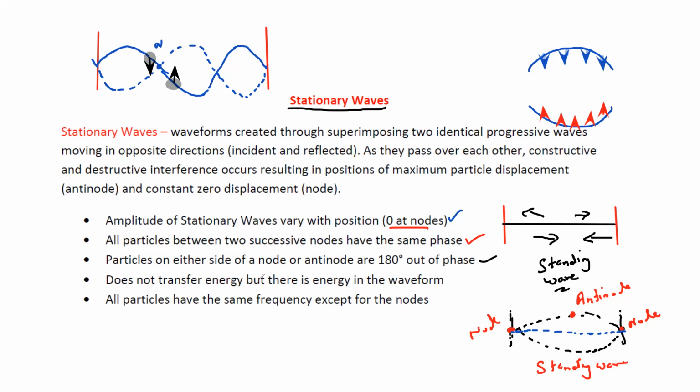A standing wave does not transfer energy, but there is energy in the wave. Because the wave is confined within the region, it cannot travel from one place to another. It is limited to one place, so it does not transfer energy to any other point. The energy is confined within the region, and all the particles have the same frequency except at the node. At the node, because the amplitude is zero, the particles are not moving at all. So except the node, all the particles complete the same number of cycles or vibrations per second.